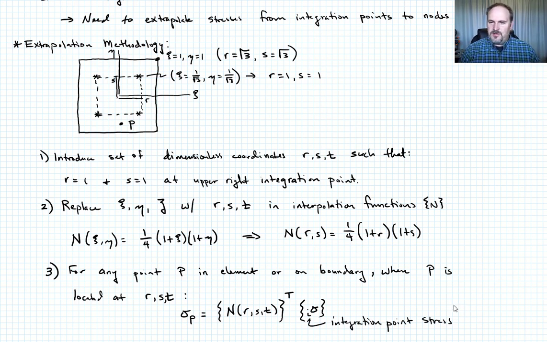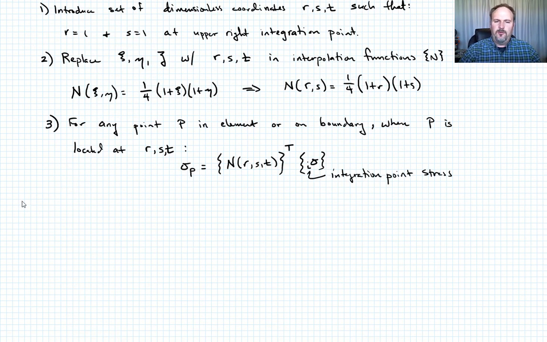It's pretty straightforward. So if I wanted, for example, the stress at this node, I would solve for the interpolation functions evaluated at r equals the square root of 3 and s equals the square root of 3. And I would use the 4 integration point stresses from these integration points in this vector to compute the extrapolation of the stresses from those integration points to that corner. Okay?